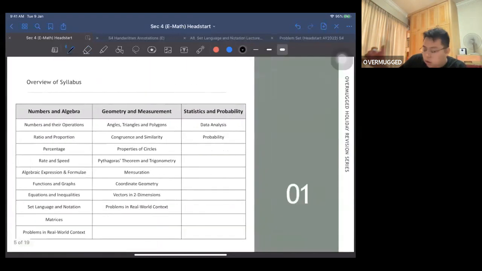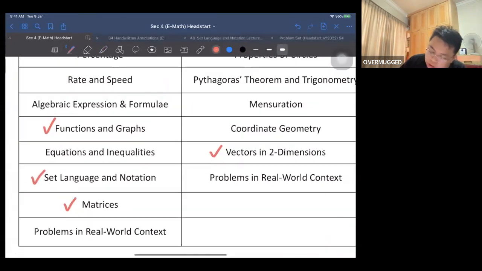Now, the syllabus. I believe everyone already knows what you're studying and what you're going to be covering for the syllabus. I believe everyone has already completed about 80 to 90% of the topics. You will be left with set notation and language, matrices, vectors, and maybe a little bit of functions and graphs. These will be the last 3 to 4 chapters. After that, you will go on to revision throughout the year. So just take some notes.